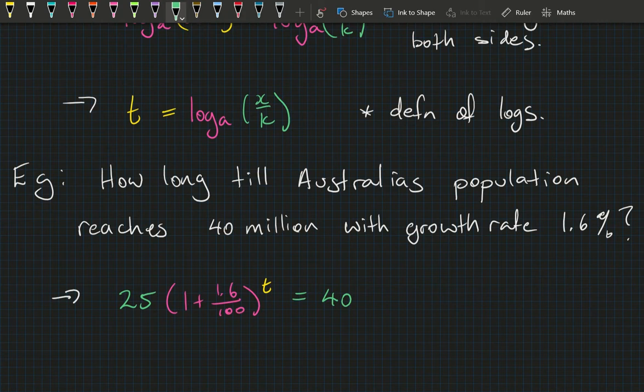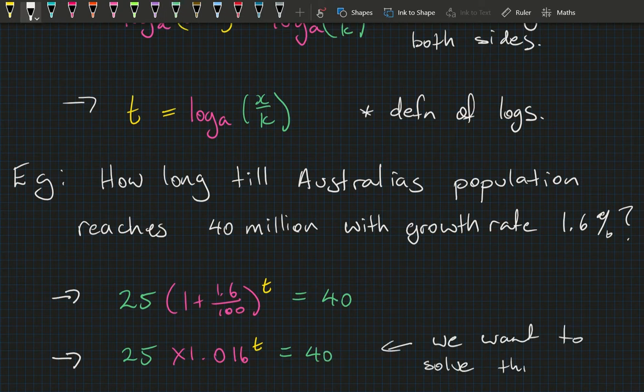So let's just clean that up. 1 plus 1.6 over 100 means we've now got 25 times 1.016 raised to the t equals 40. So this essentially is what we're trying to solve, and that's where the trial and error would kick in. But what I'm going to do now is divide both sides by 25.